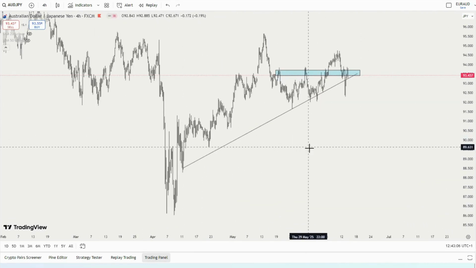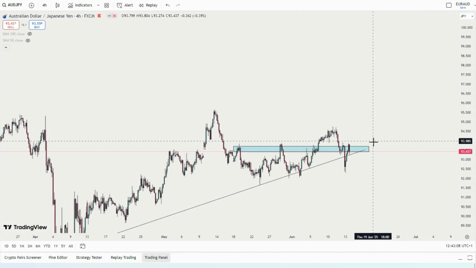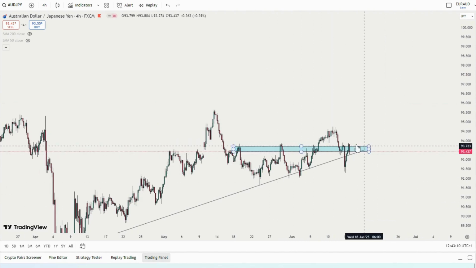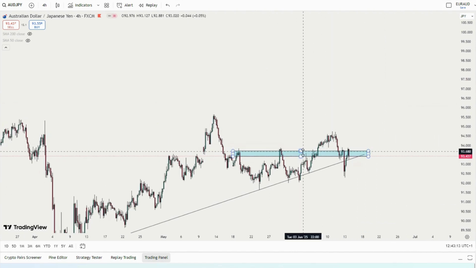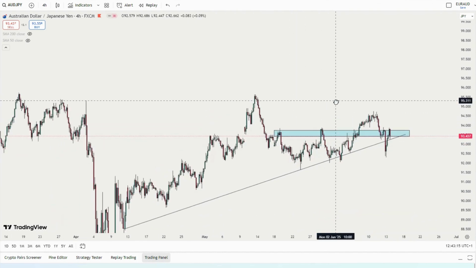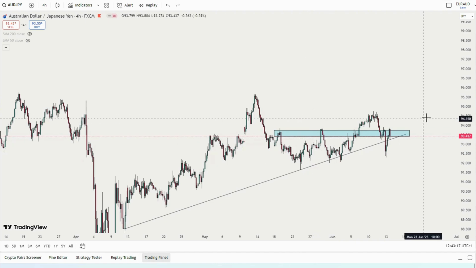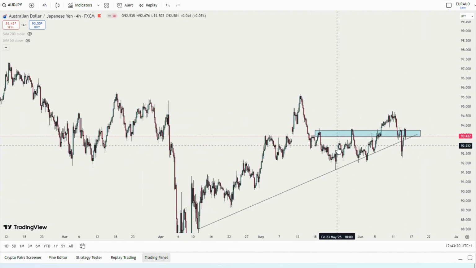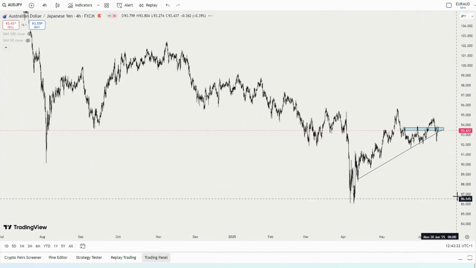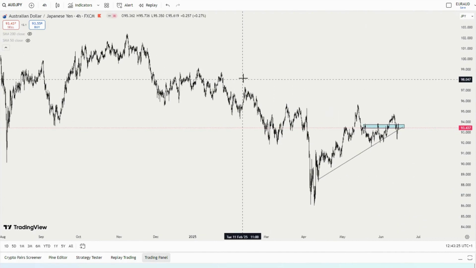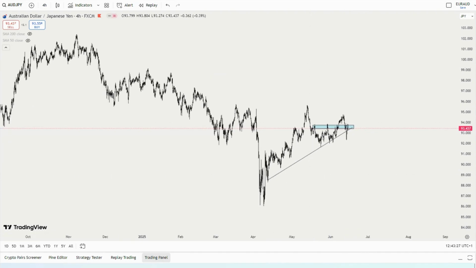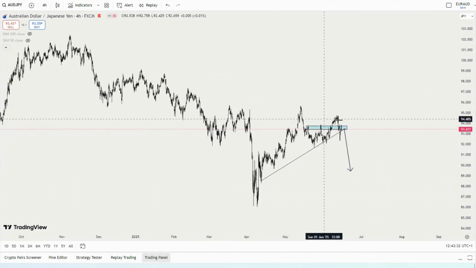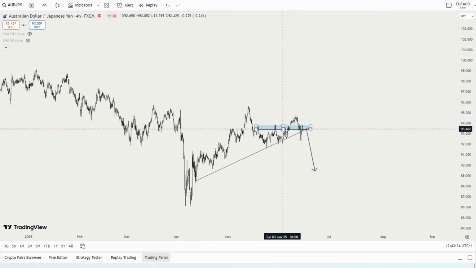Australian dollar, Japanese yen, I'm waiting for a sell setup. No lie about this, because in this geopolitical tension, you see more of Australian dollar weakness. That's just a fact. And for me, I believe that we are going to see a breakout to the downside. If there is no gap, we're going to see a breakout to the downside around this particular area.